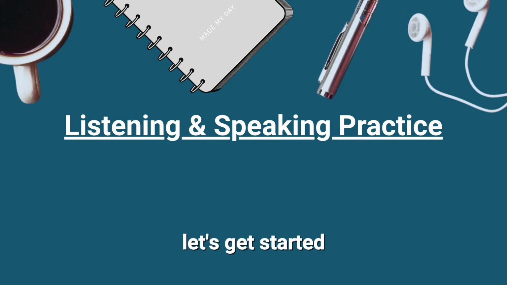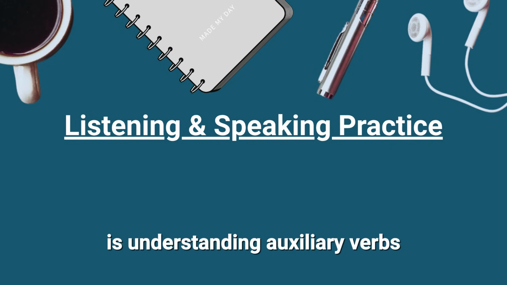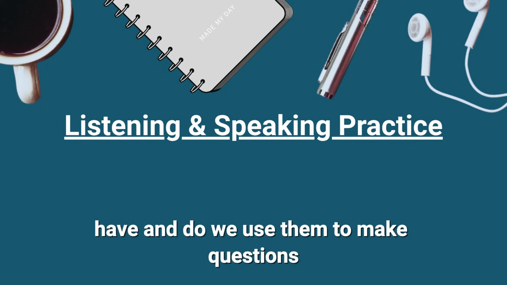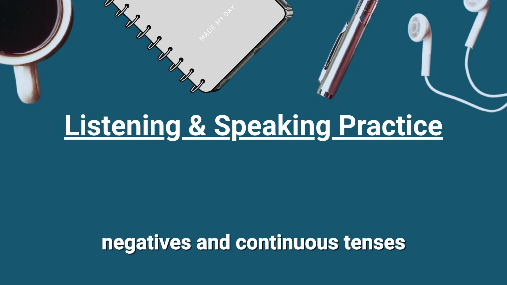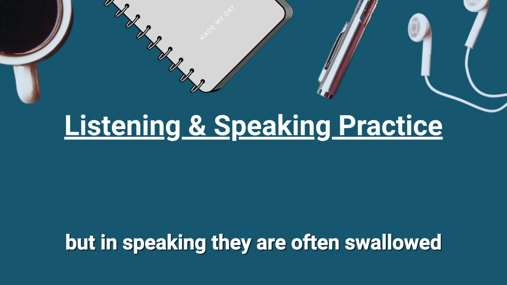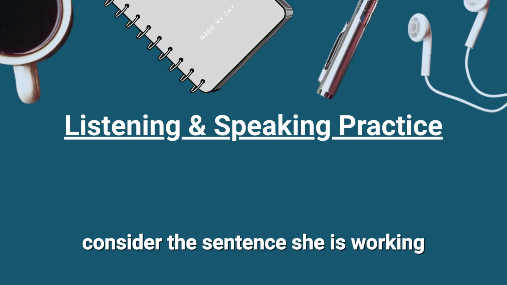Let's get started. One of the biggest challenges for B1 learners is understanding auxiliary verbs. These are the helper verbs like be, have, and do. We use them to make questions, negatives, and continuous tenses. In writing, they are clear, but in speaking, they are often swallowed. Take the verb "to be." Consider the sentence, "she is working."